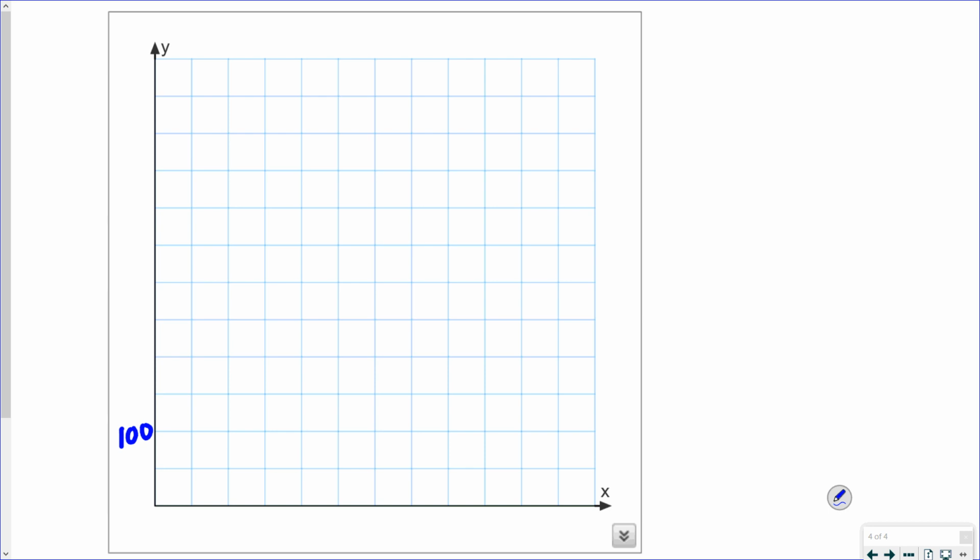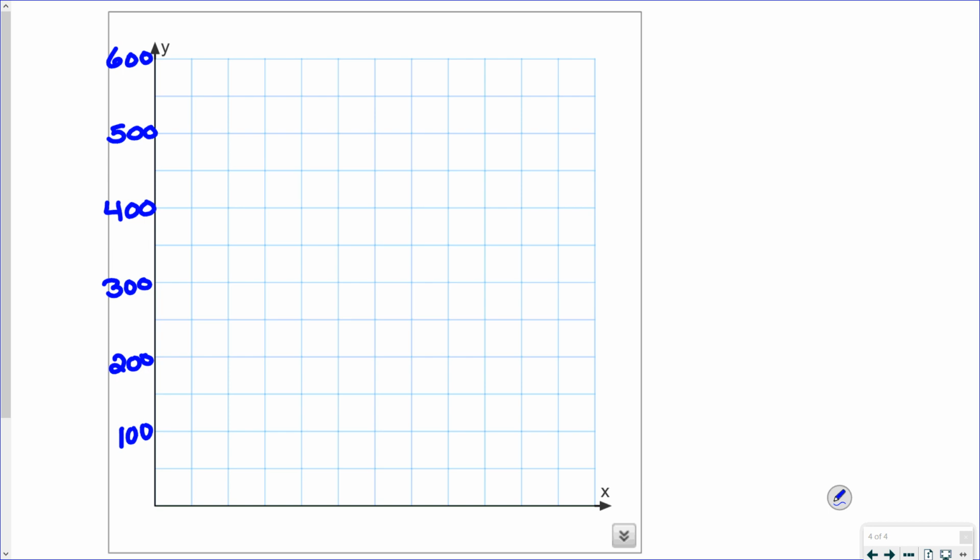Next one up would be 150, followed by 200, 250, 300, 350, 400, 450, 500, and 550, 600. And you should go all the way to the top. Don't just stop in the middle or stop when you've used all of your values.